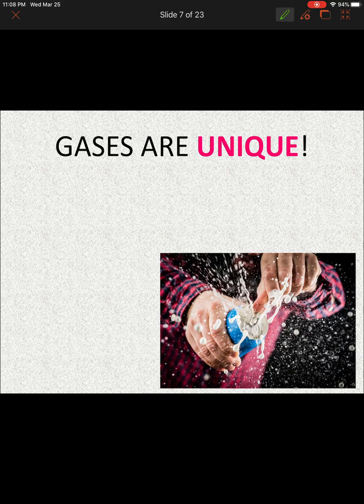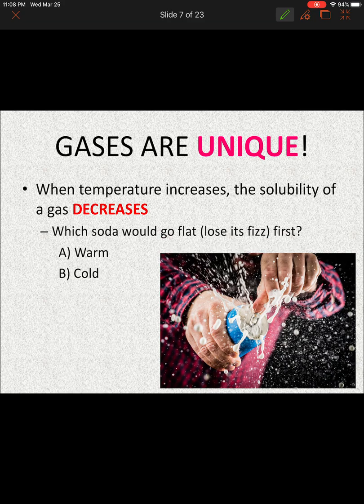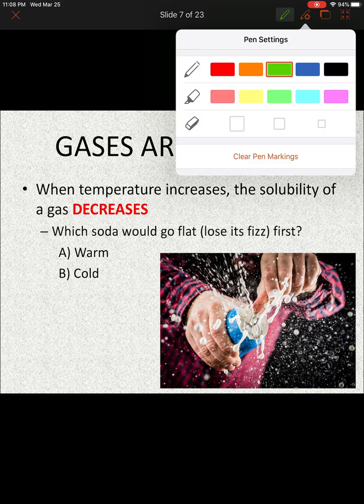Now, gases are awfully unique because we just said how if you raise the temperature, if you add heat, it'll make the solute dissolve more easily. But for gases, it's just the opposite, actually. Gases become more soluble as the temperature decreases. So the colder it gets, the more soluble the gas becomes, the more easily the gas will dissolve in the liquid when the liquid's nice and cold.